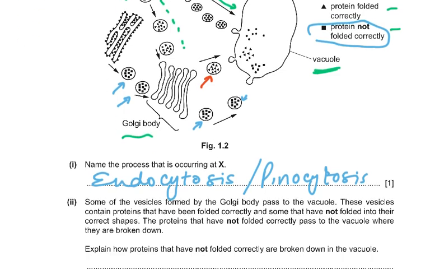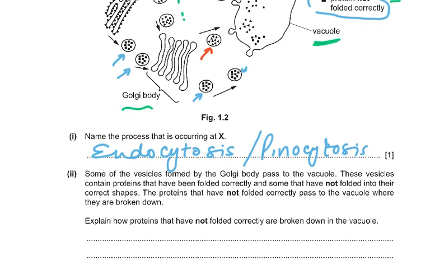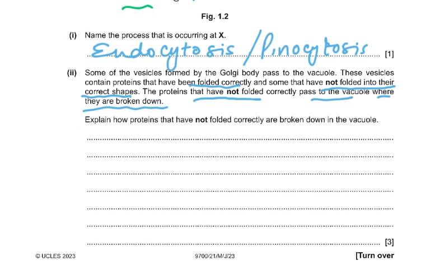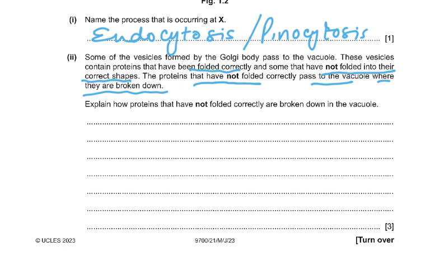Then it says some of the vesicles formed by the Golgi body pass to the vacuole. These vesicles contain some proteins that have been folded correctly and some that have not folded into their correct shapes. Even I read it wrong. The proteins that have not folded correctly pass to the vacuole where they are broken down. Explain how proteins that have not folded correctly are broken down in the vacuole. And this is for 3 marks.